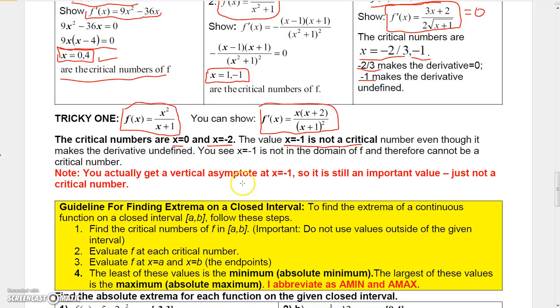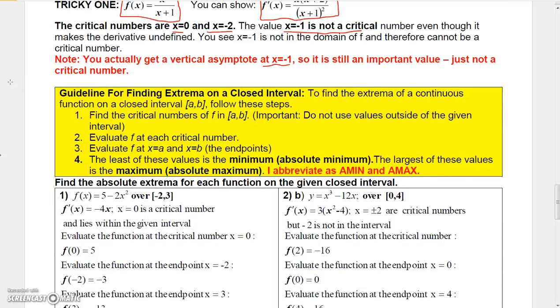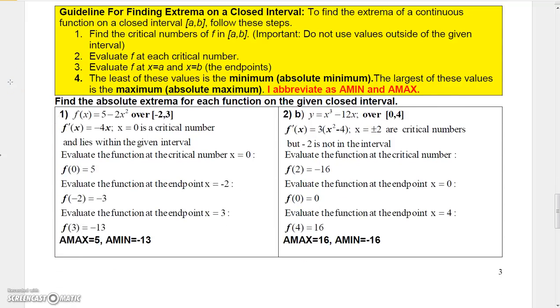Now, you do get a vertical asymptote at x equal to negative 1, so it is an important value, but it's just not a critical number. All right? Now, in the next video, we'll talk about how we can use these critical numbers to find extrema.